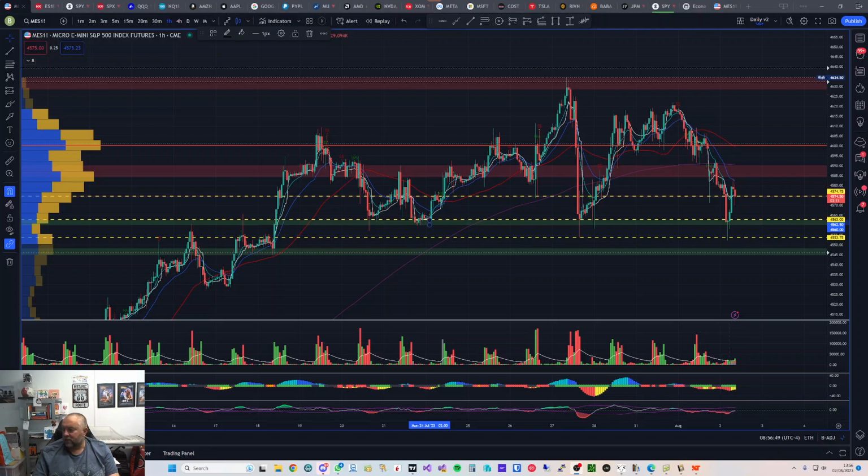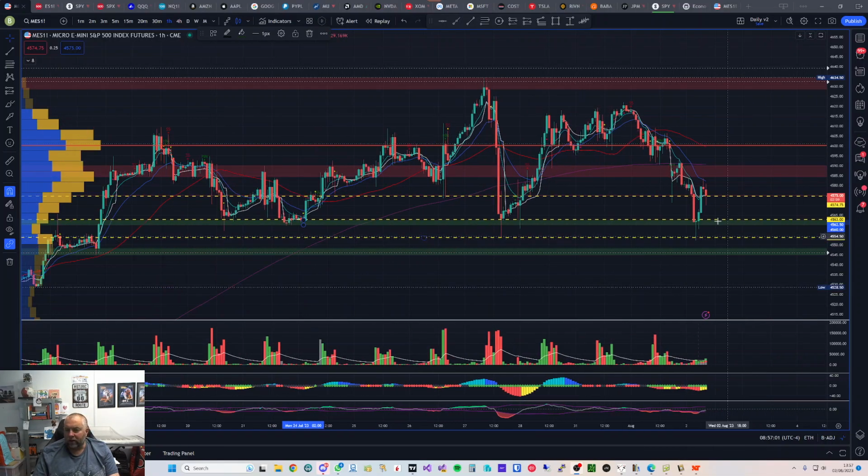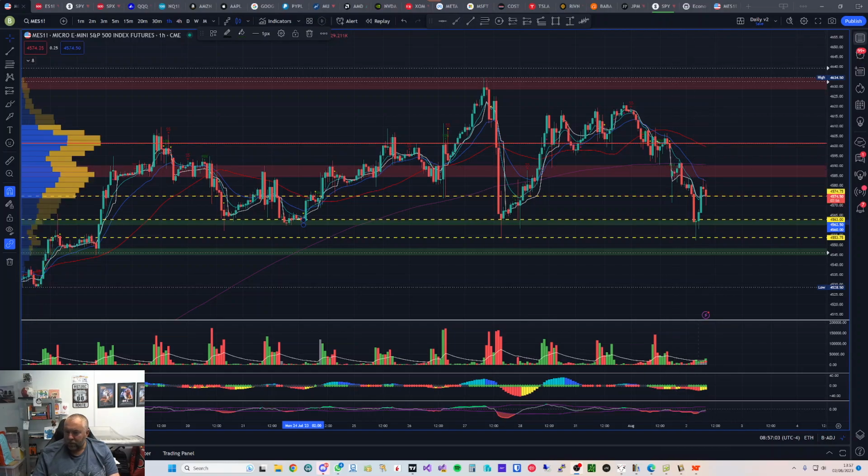Good morning, it's the 2nd of August 2023 and this is my trade plan for today. On my screen at the moment is the MES or the ES futures chart for the 1 hour time frame. And what we're looking at now is a bit of a sell-off since last night.